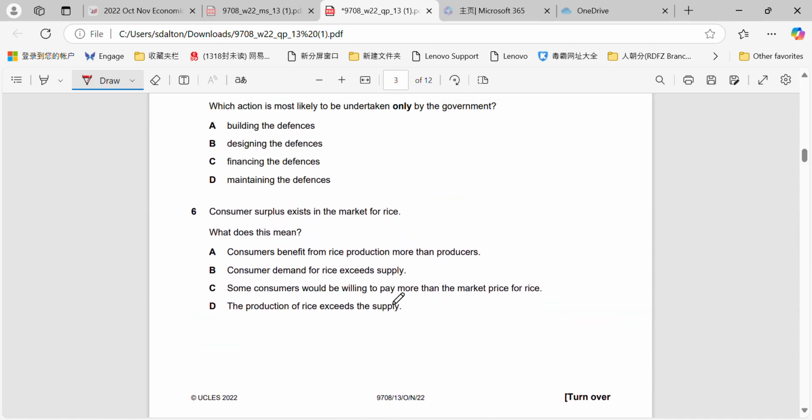Okay, consumer surplus, we've just explained what it is. Just look back at the previous question. Area above the equilibrium price to the top of the demand curve. Therefore it means that some consumers are willing to pay more than the market price for rice, and the consumers who are paying the market price are receiving the consumer surplus for doing so.